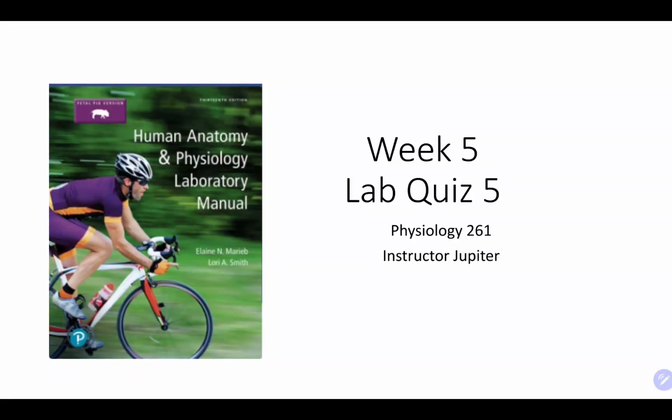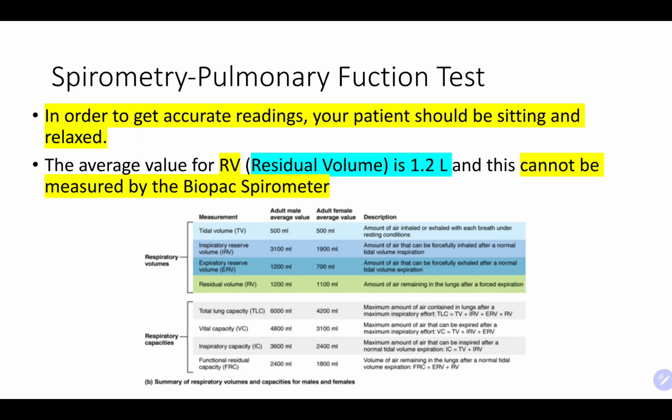Alright, so I wanted to give you a quick week 5 lab quiz 5 review. So remember, spirometry is a test that basically tests pulmonary function, right? It's a pulmonary function test. And typically, in order to get accurate results, your patient should be sitting and they should be relaxed.